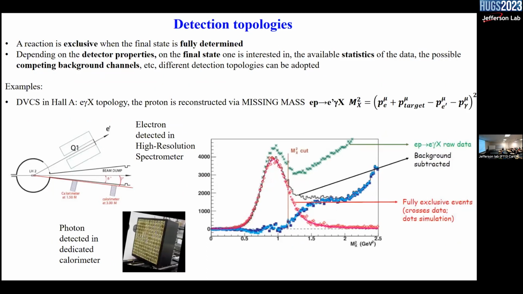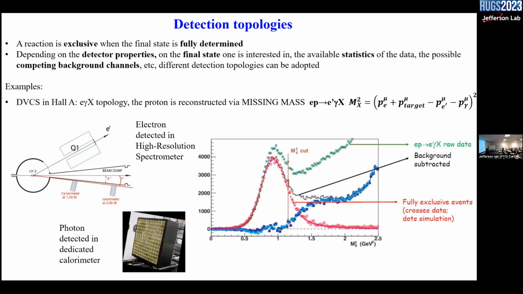we have selected the particle and the fiducial cuts, we have to decide the detection topology. So we are talking about exclusive reactions. I said exclusive means that the final state has to be fully known, fully determined. So we need to make sure that the particles we detect and the cuts we make tell us which final state it is. And we should do it, in principle, trying to minimize the background that we have. But the topology is really correlated with the detector properties, the final state we want to measure, the statistics that we have in the data too, which background channels we have, and so on.